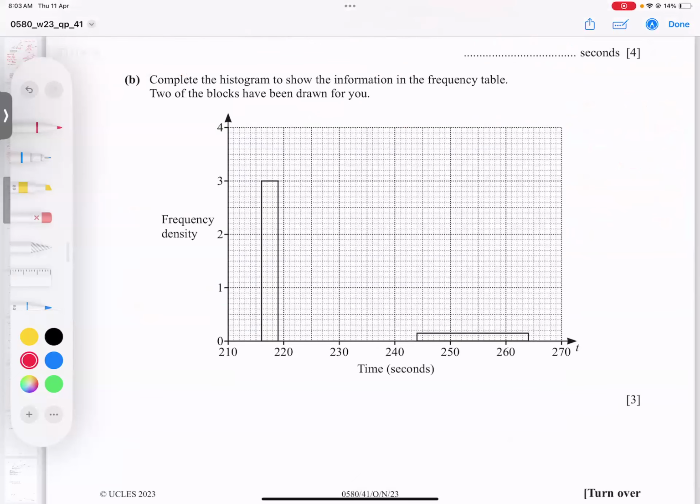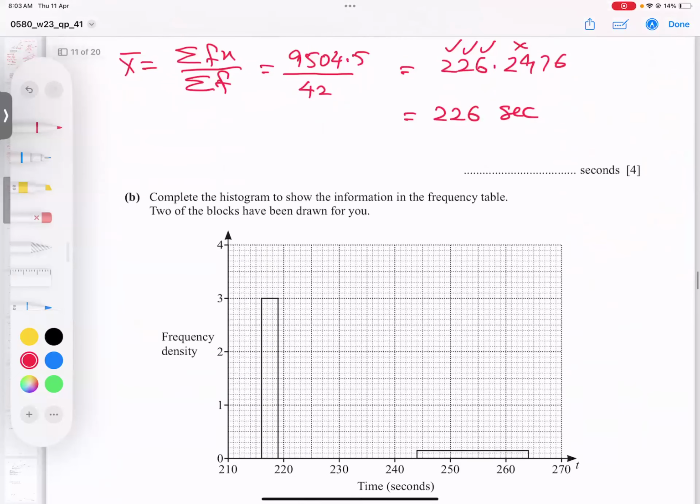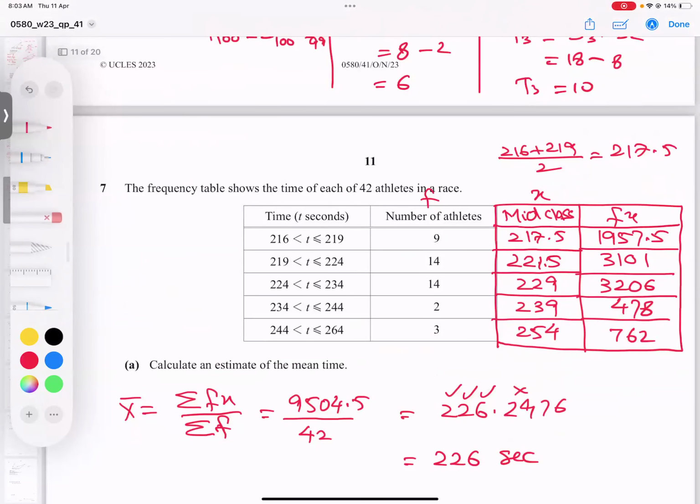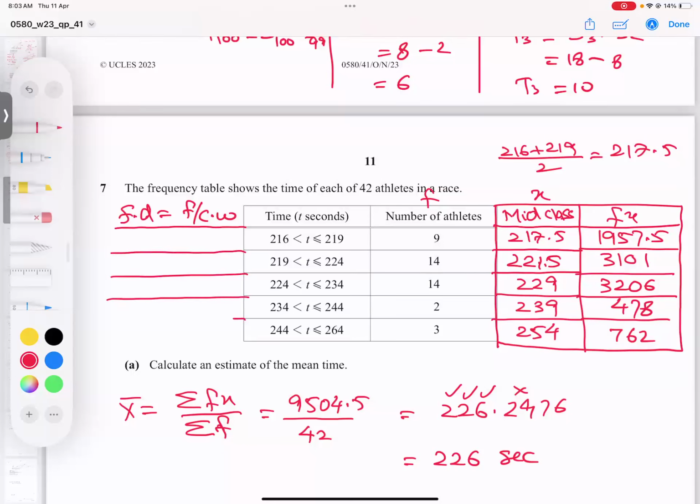Complete the histogram formula. We have a special formula of histogram. And for the formula we have, students, I'm writing it on the left hand side here. Frequency density formula is frequency divided by class width. So I'm finding it here one by one. Okay, and inshallah, I believe you will find it easy.